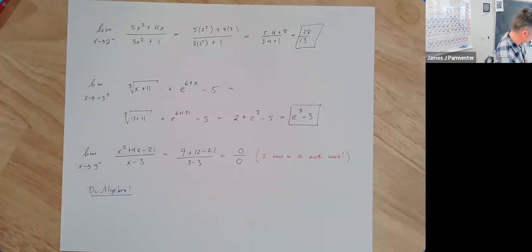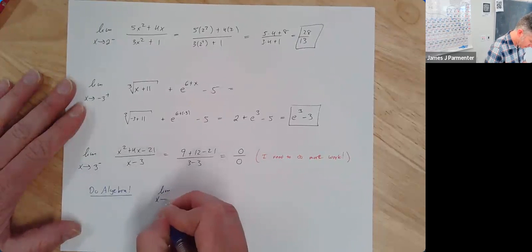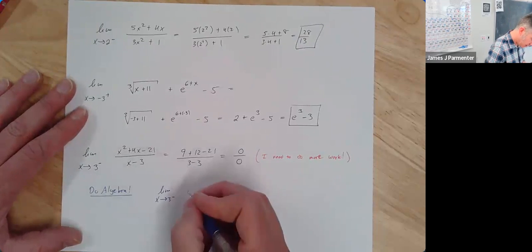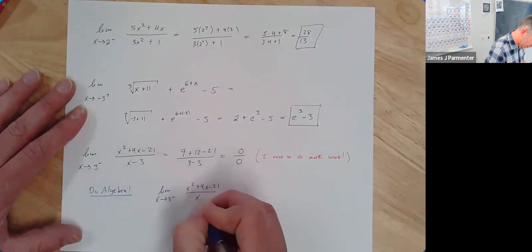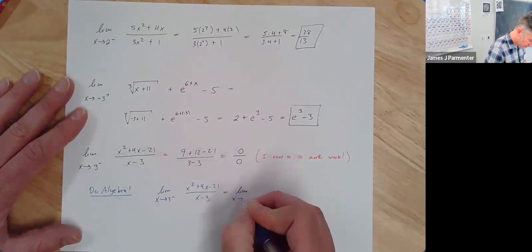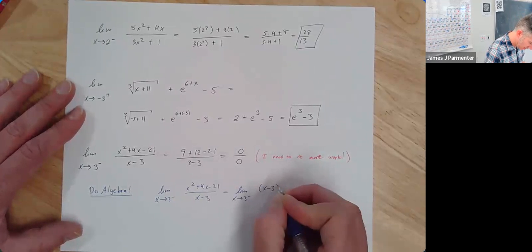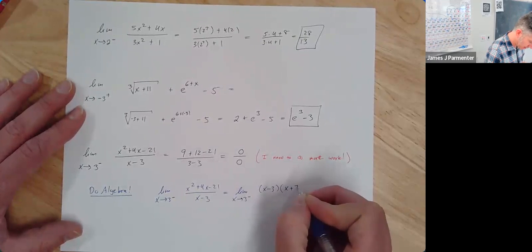Specifically, what I mean here is we're going to factor and cancel. So if I look at this limit, as x approaches 3 from the left of x squared plus 4x minus 21 over x minus 3, the numerator does factor. And we're going to see that we can factor out an x minus 3 times an x plus 7.